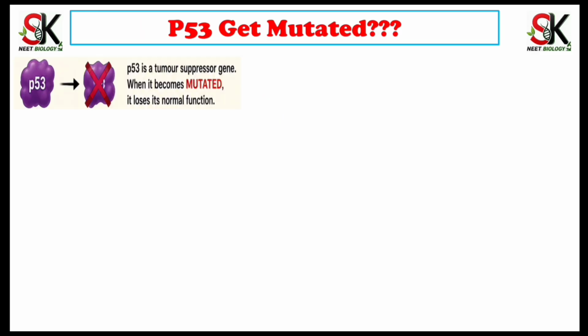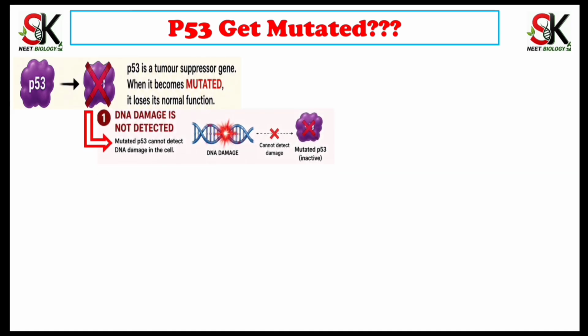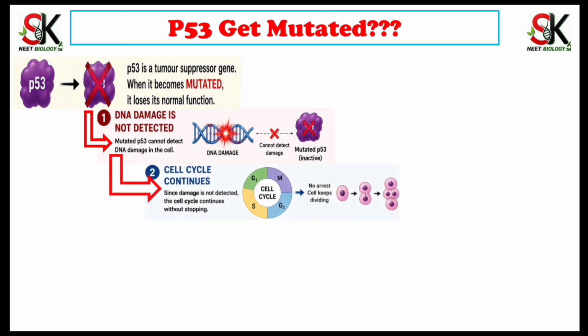Now, the question is, if p53 gets mutated, then what will happen to the cell? If p53 tumor suppressor gene is mutated, it loses its normal function. Firstly, this mutated p53 cannot detect DNA damage in the cell, and no detection means no repair of DNA damage. This will continue the cell cycle, and damaged cell will synthesize constantly without cell cycle arrest.